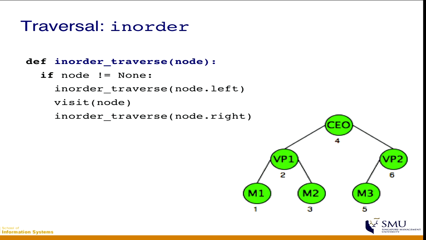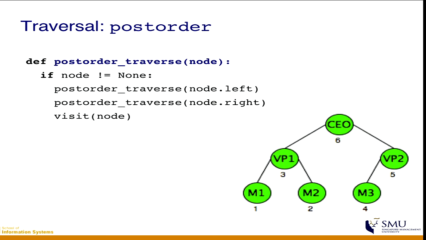Alright, now the final one is the post order. Post order is an order where you go to the left and the right first before you visit the node. So what it means is that you start from the root, but the root says go to my left, which is VP1. VP1 says before you visit me, go visit my children first. So you go to M1 and M2 before you go to VP1. Then you're done with the left, then you need to go to the right. You start from M3 and then VP2 and then the CEO, which is the last one to be visited. Now, these are three traversal orders.